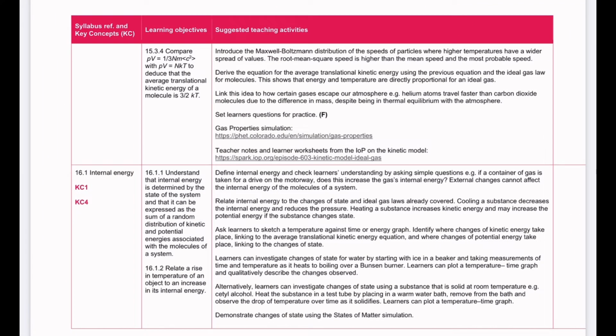15.3.4. Compare PV = 1/3 Nm⟨c²⟩ with PV = NkT to deduce that the average translational kinetic energy of a molecule is 3/2 kT.